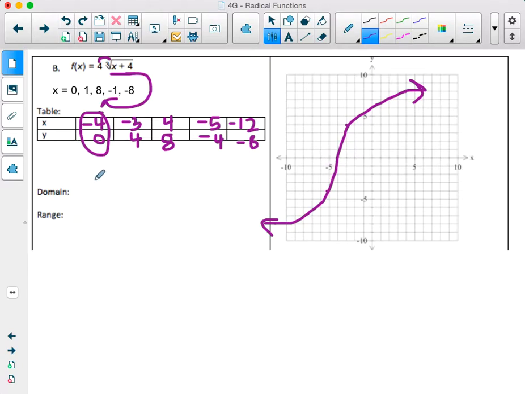All right, so what's my domain here? Well, domains for cubics are a lot easier than they are for square roots because it looks like I can plug in any numbers, positive or negative, and get whatever I want. So I can get a domain of all real numbers. And also my range, it looks like, hey, I got some 0, I got some positive numbers, negative numbers. My range is also going to be all real numbers.